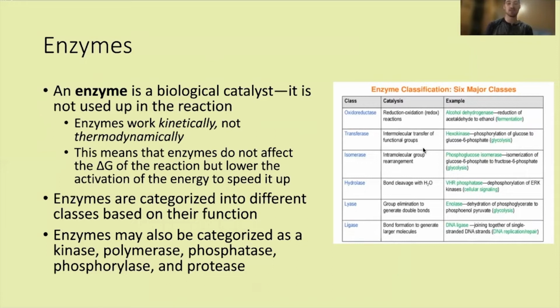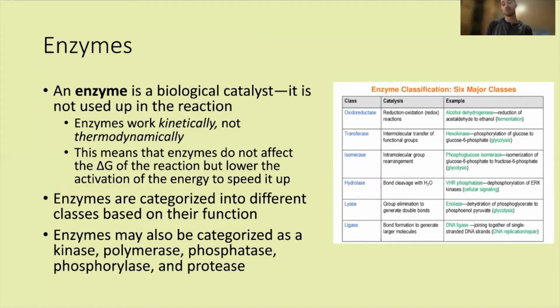So what that means is a reaction is going to proceed towards its equilibrium, and when you add an enzyme, it is not going to affect the equilibrium at all. It's going to affect how quickly the reaction will proceed to that equilibrium. So it's not affecting the delta G, it's not affecting the energy of it, it's just affecting the speed and the rate of the reaction. So that's why we say it works kinetically, not thermodynamically. It's not changing the thermodynamics of the reactants or the products.